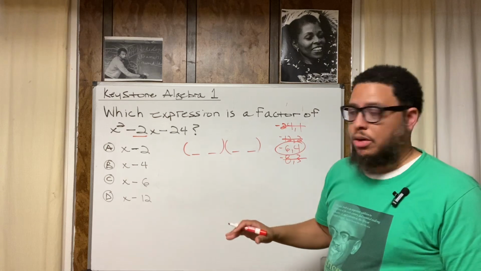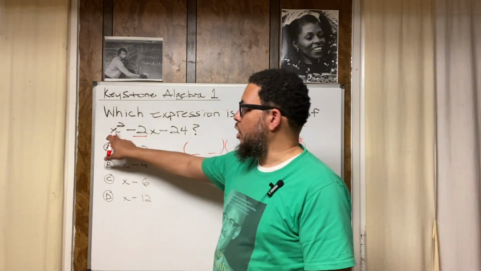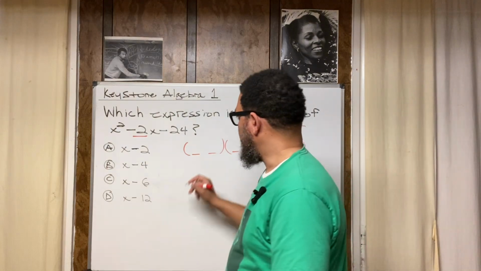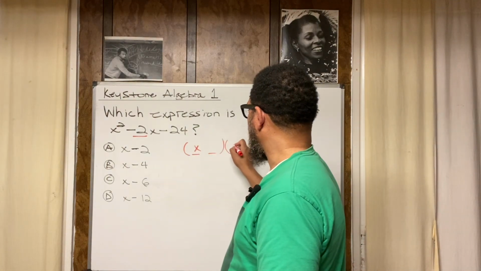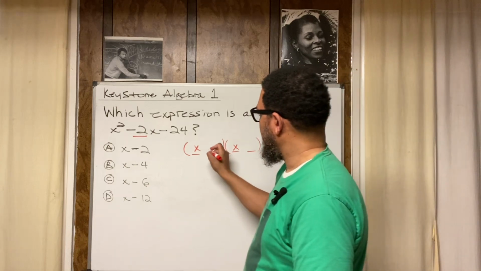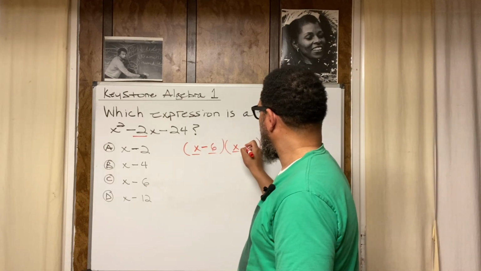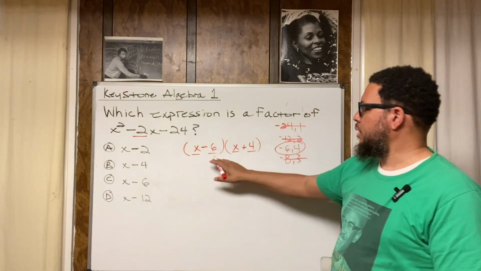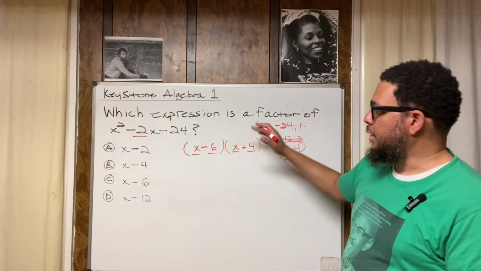Now, how do we write this, though? We take the lead term, which is x squared. We break that down into x times x. So you put an x right here and you put an x right here, and then you put a -6 and a +4. So you have x minus 6 times x plus 4.